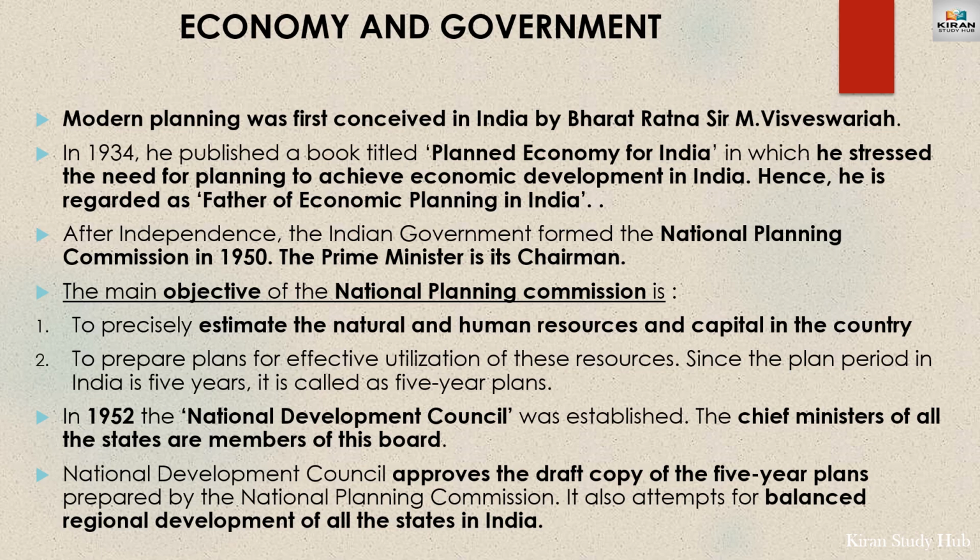Let us see the objectives of the National Planning Commission. The objectives are to precisely estimate the natural resources, human resources and capital in the country. The second is to prepare the plans for effective utilization of these resources. Since the plan period in India is 5 years, it is called 5-year plans. In 1952, the National Development Council was established. The chief ministers of all the states are its members. The functions of the NDC are: it approves the draft copy of the 5-year plans prepared by the Planning Commission, and it also attempts balanced regional development for all the states in India.